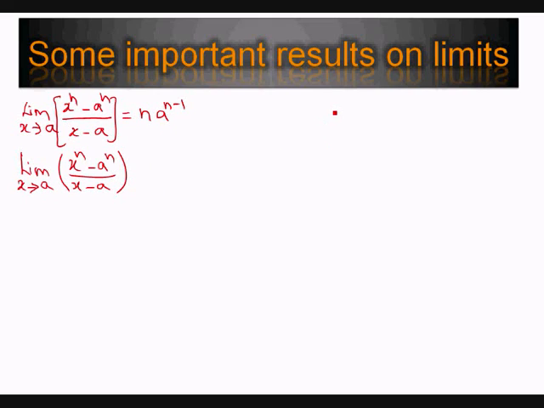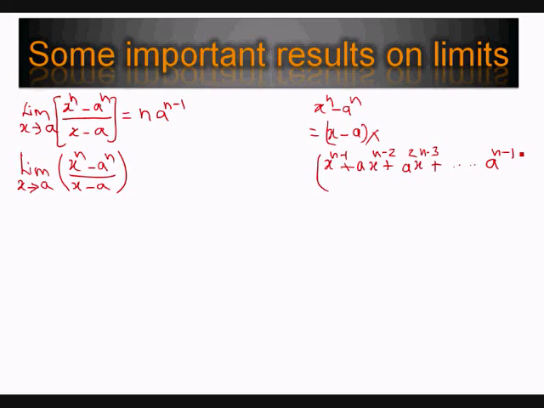x power n minus a power n has an expansion: x minus a times x power n minus 1 plus a x power n minus 2 plus a square x power n minus 3 plus etc., up to a power n minus 1.